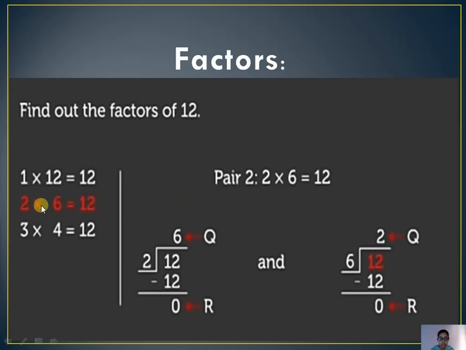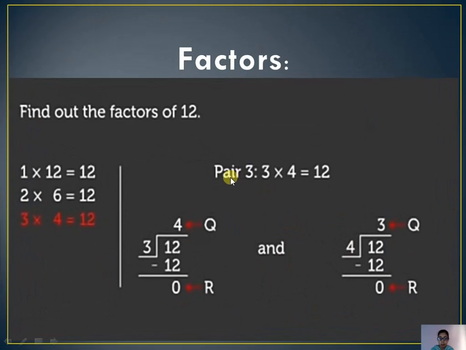Now in the second pair, 2 multiplied by 6 is equal to 12, divide this 12 by any of these factors. On dividing 12 by 2, we get the quotient 6 and remainder 0. And by dividing 12 by 6, we get the quotient 2 and remainder 0. In both cases, the remainder is 0. It means 12 is completely divisible by 2 and 6.